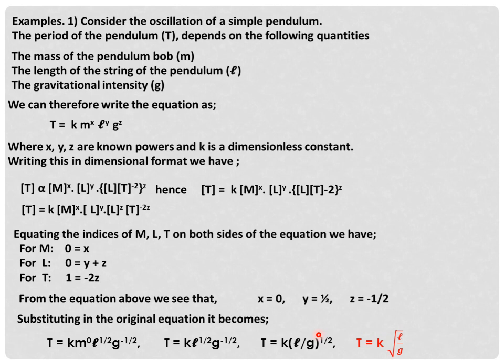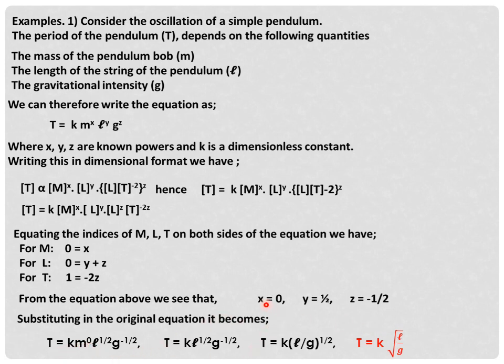And we know that when a quantity is raised to the power half, it's like we're looking for the square root of that quantity. So it gives us T equal to k times root L on g. I wanted to look at it again. Let me take it over again.